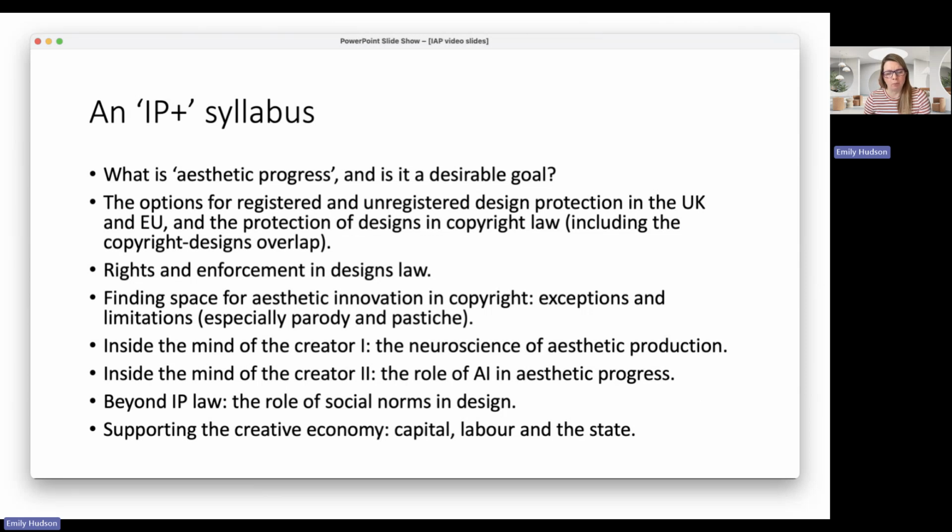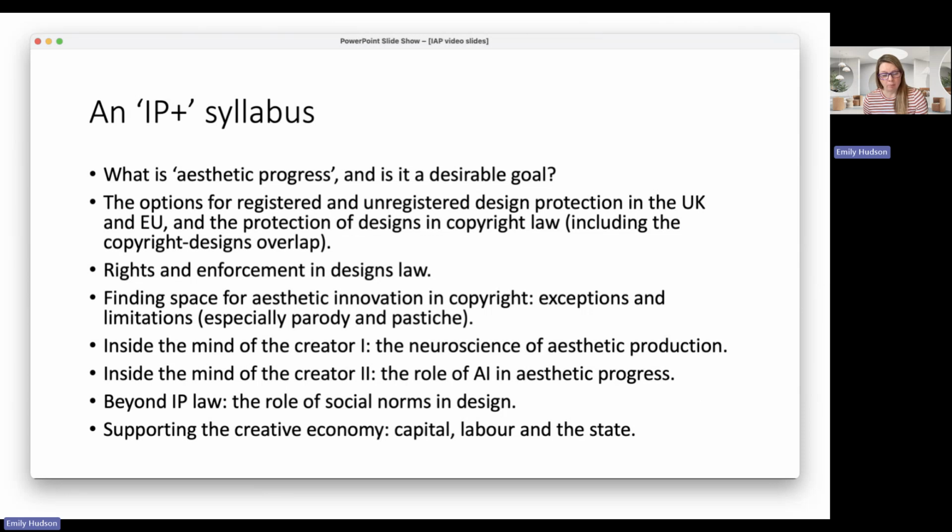Another important topic will be social norms. So the idea of a social norm is that people cooperate and coordinate either in the absence of law or in ways that fill gaps in legal regulation, or indeed they act in ways that might be contrary to what the law says. And there are lots of creator norms in relation to art and design, and so we'll be talking about social norms theory and then looking at examples from the creative industries.